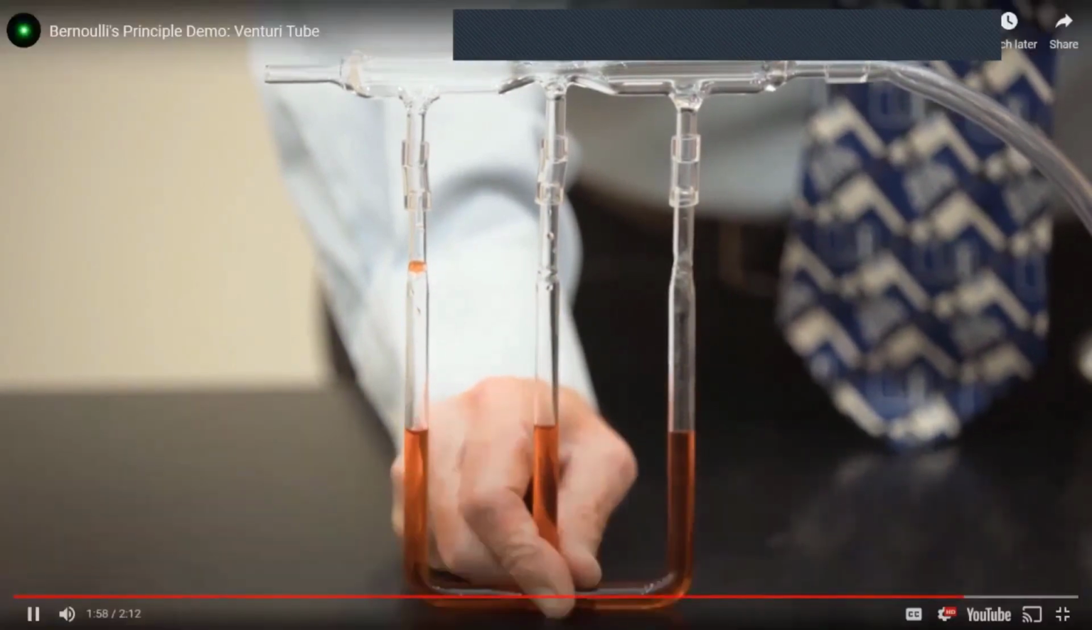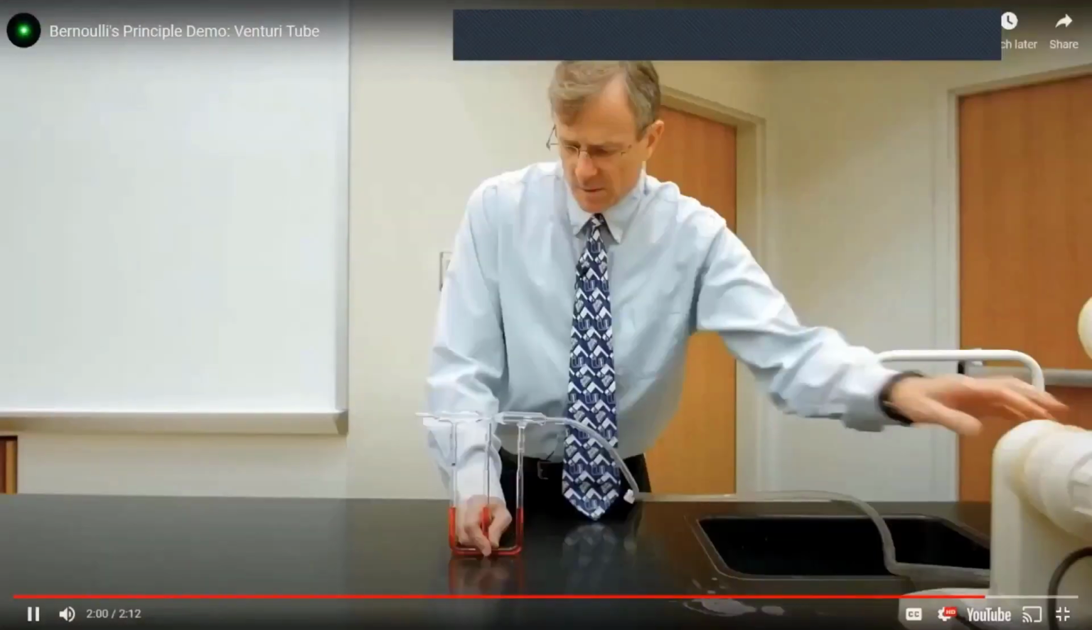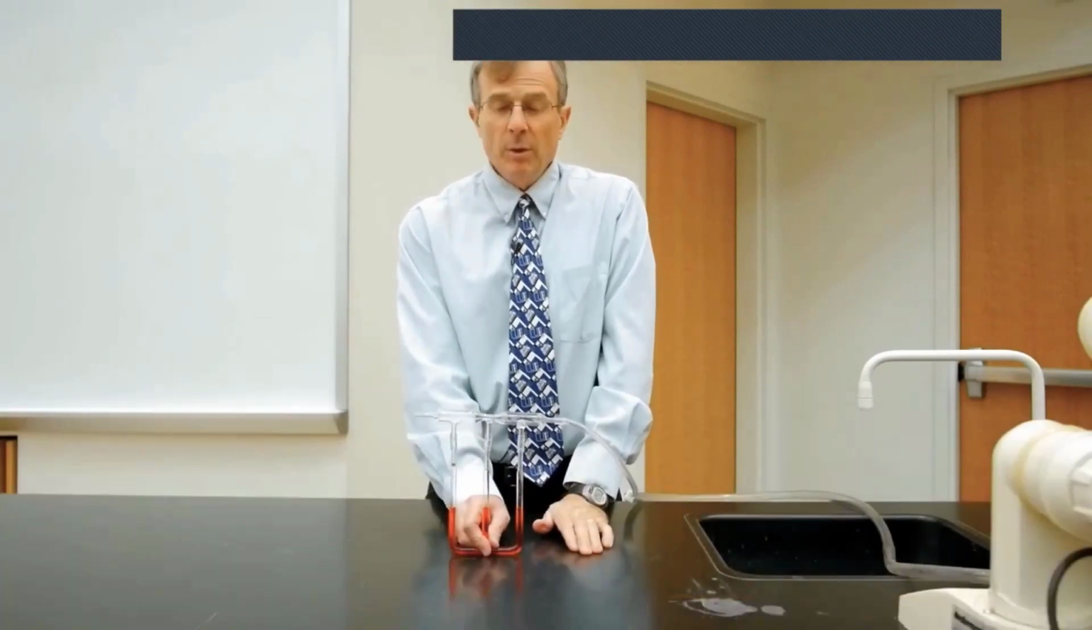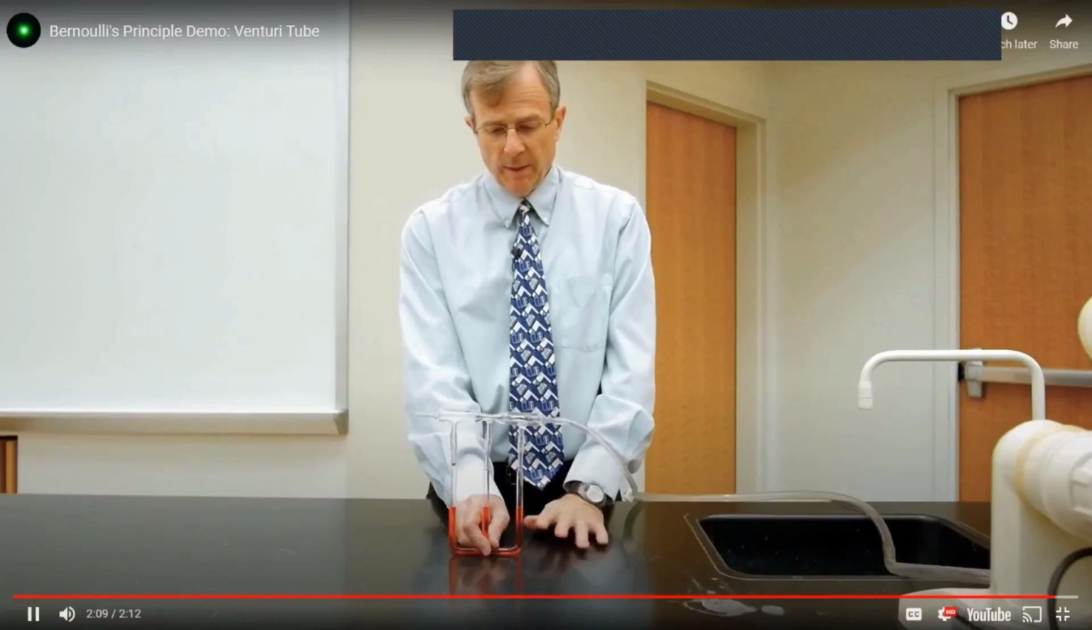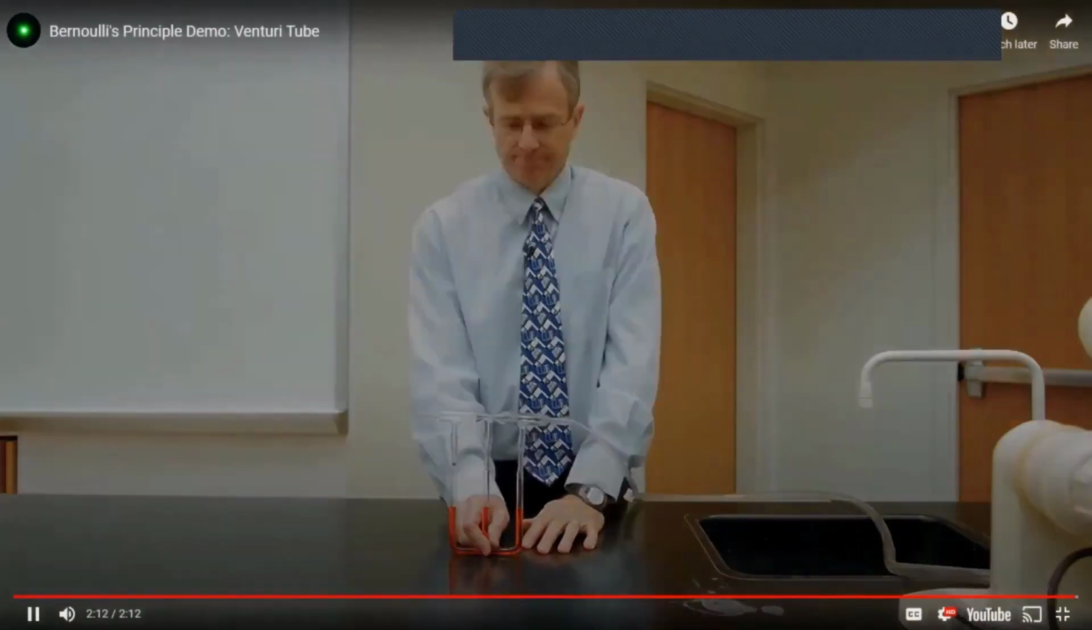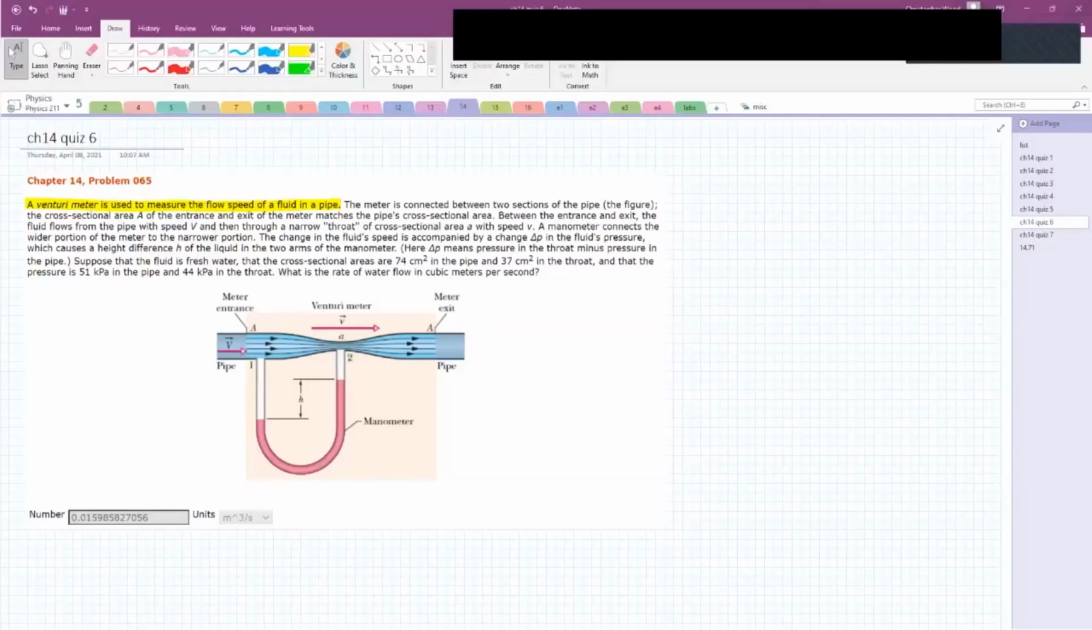Pretty good. So that's a Venturi tube, a demonstration of Bernoulli's principle, and very important in a lot of areas of fluid dynamics. A good visual on what a Venturi meter is, which again was based on the Bernoulli principle.